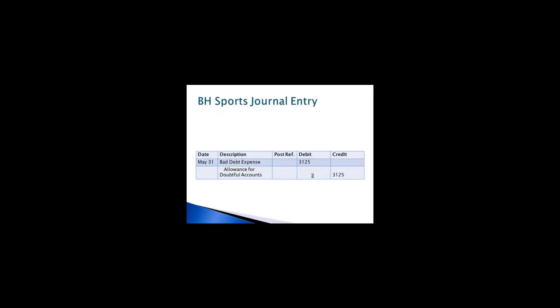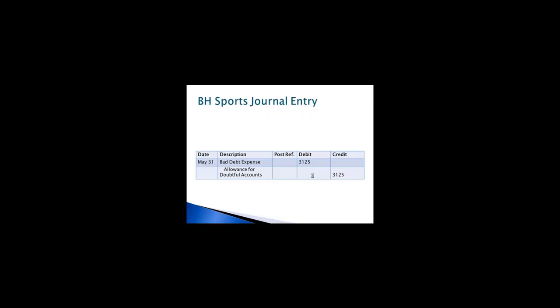The adjusting entry for the item is then journalized. It's important to note that using this method to record bad debt expense, we disregard any balance that already exists in the allowance for doubtful accounts account. We simply record the following adjusting entry: debit bad debt expense for $3,125 and credit allowance for doubtful accounts for $3,125.